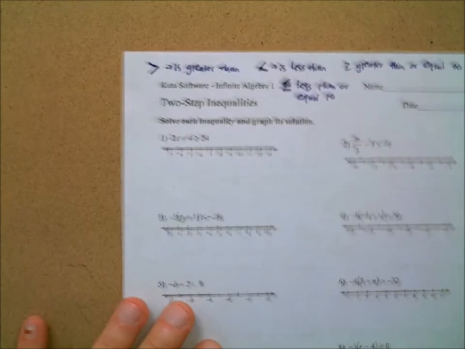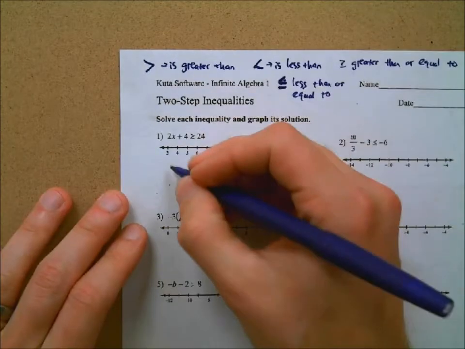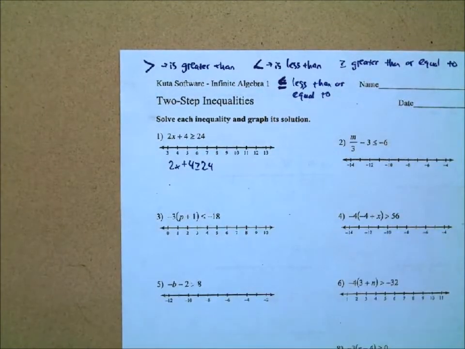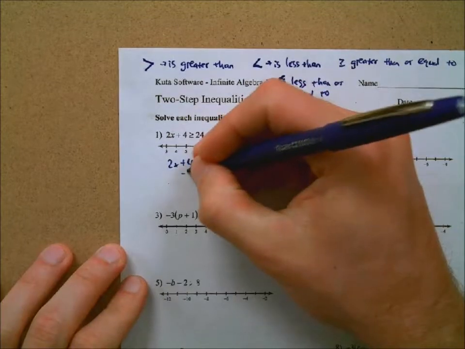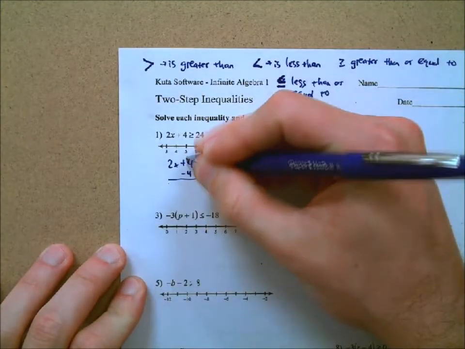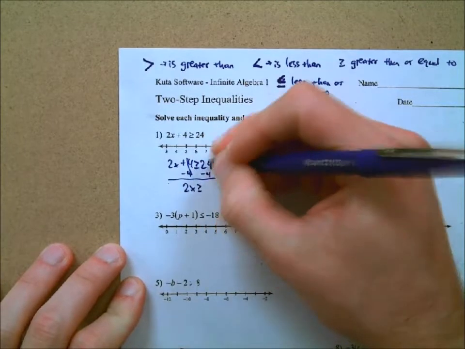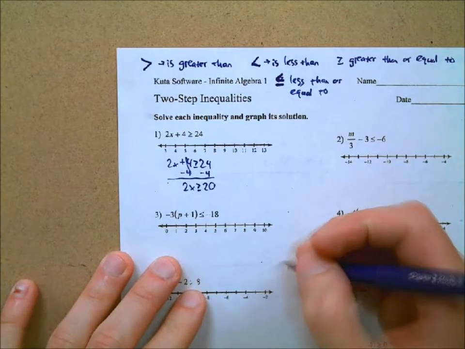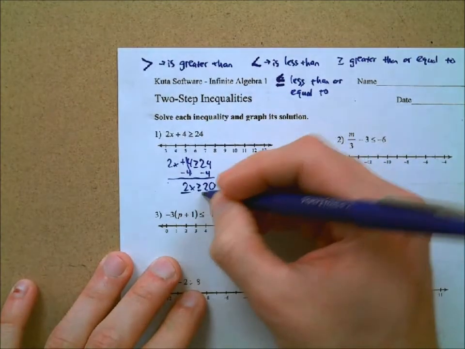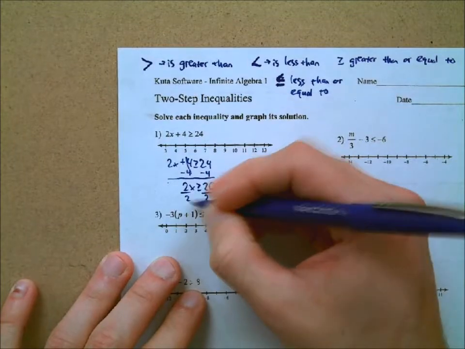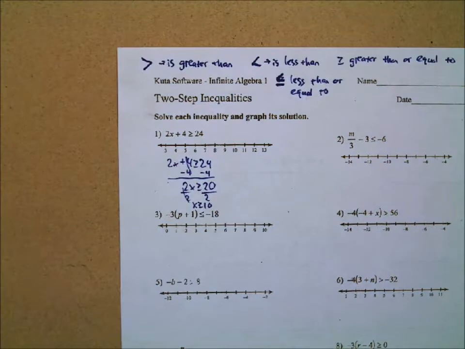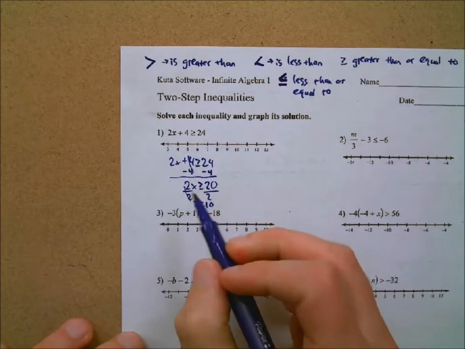Okay, 2x plus 4 is greater than or equal to 24. All right, so we want to solve the inequality. I'm going to start by subtracting 4 on both sides. That's gone. 2x is greater than or equal to 20. And then the last step will be what? Divide both sides by 2. You got it. x is greater than or equal to 10. Now, the directions are not just solve. What else are we supposed to do now that we solved?